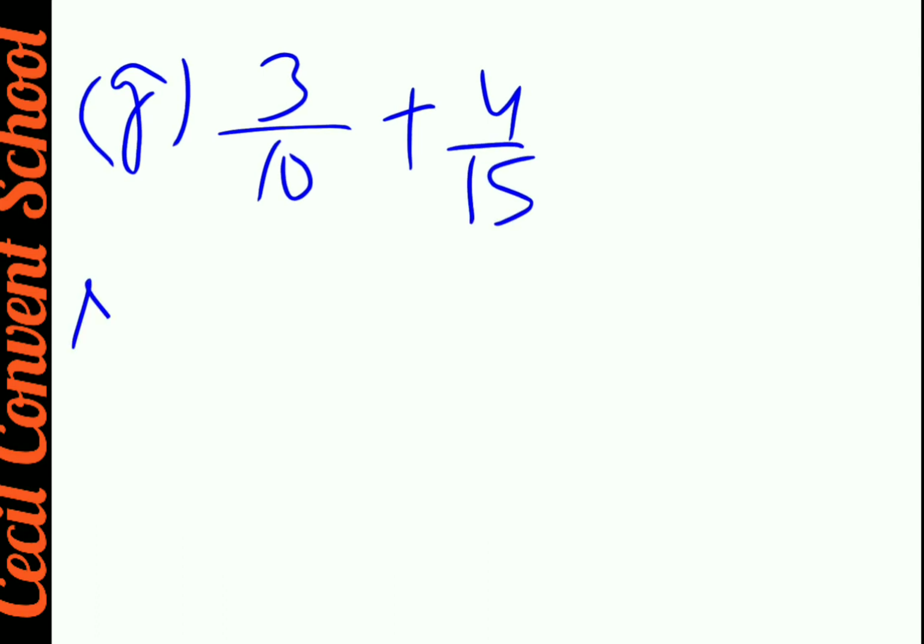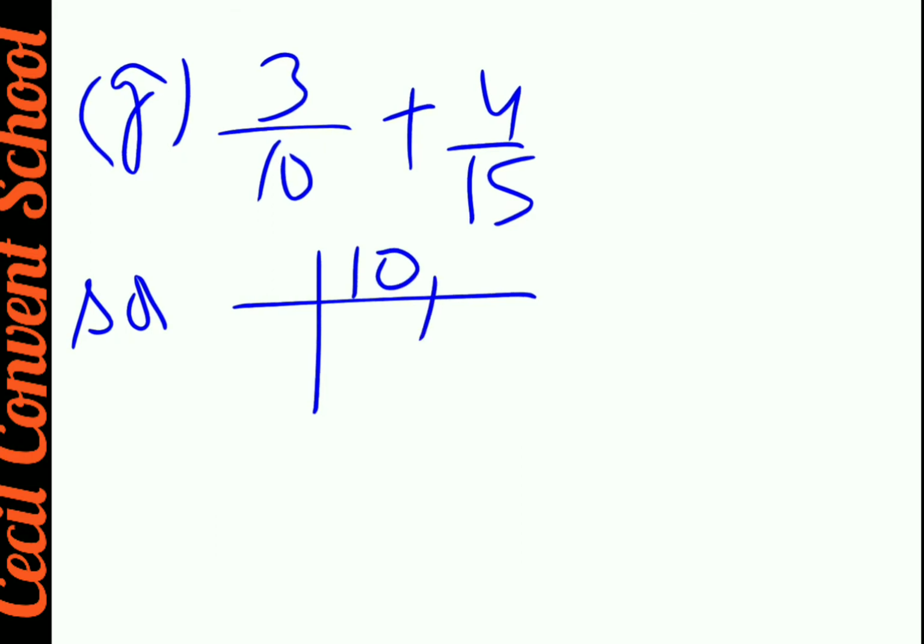So G part is 3 upon 10 plus 4 upon 15. Clear? Now see, 3 upon 10 plus 4 upon 15. Are the denominators the same? No. So when the denominators are not the same, you have to find out the LCM of them.